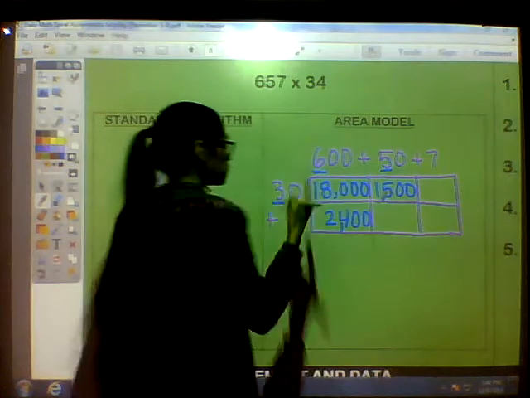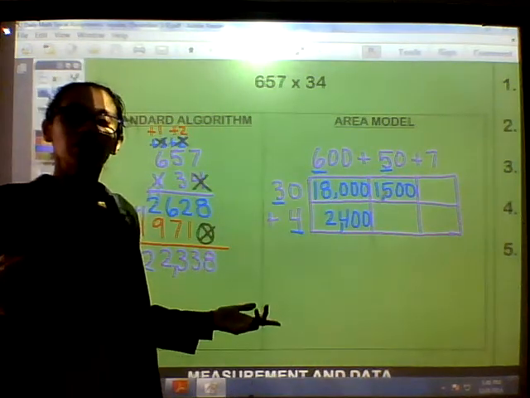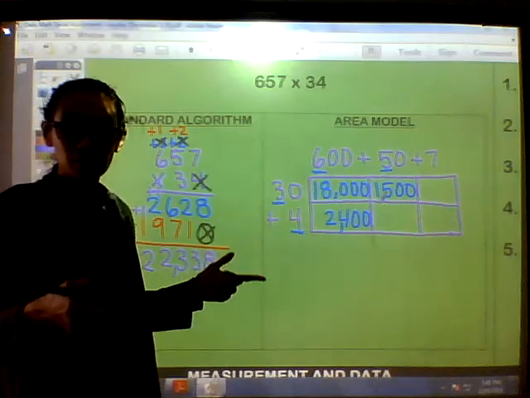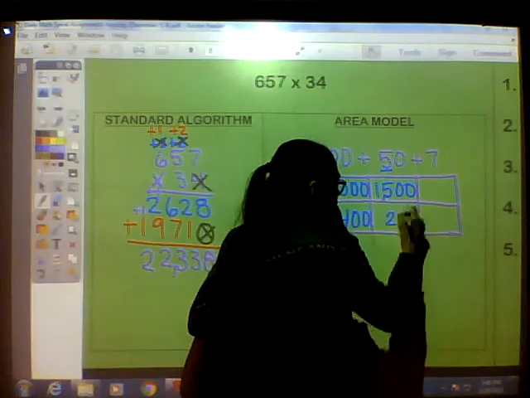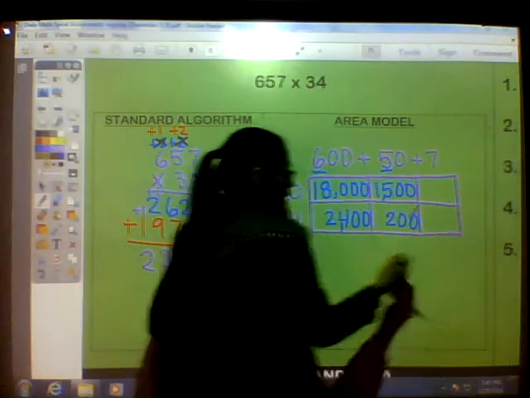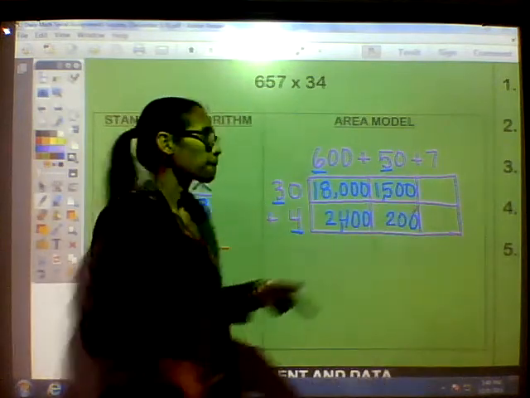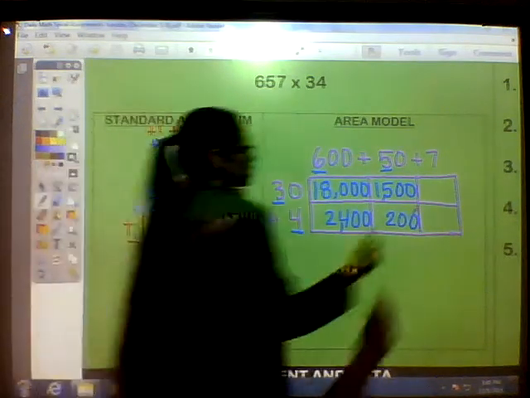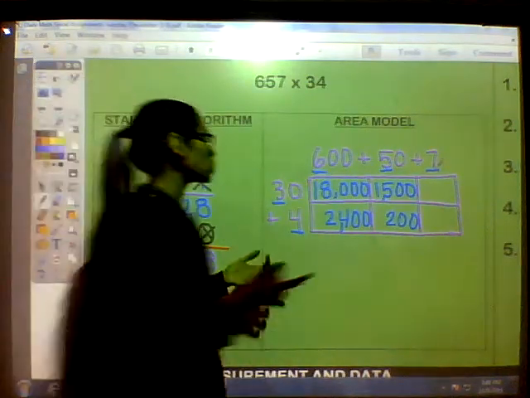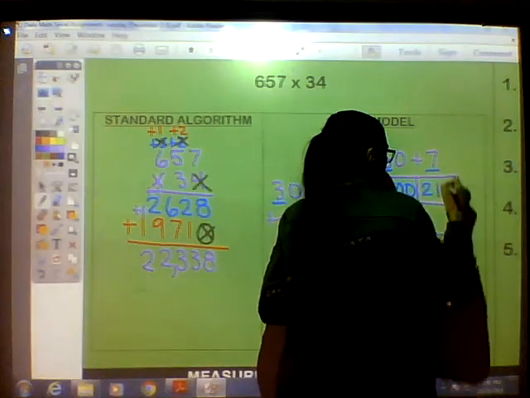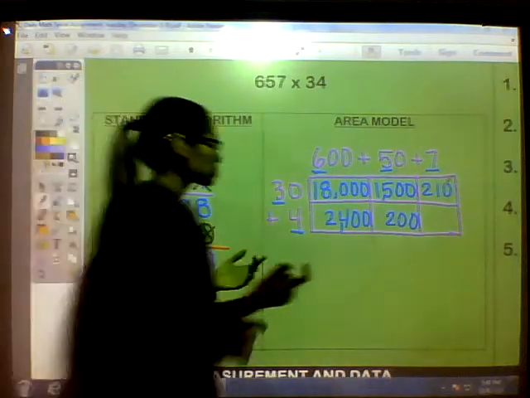Just like that. And 50 times 4 is like multiplying 5 and 4, which is 20, and then add a 0. Now don't get confused, because 5 times 4 is what? 20, and then that other 0 right there. Don't just do 2 and then 1 zero, okay? And the last one is 7. 7 times 30 is like 7 times 3, which is 21. Add a 0. And then 7 times 4 is 28.